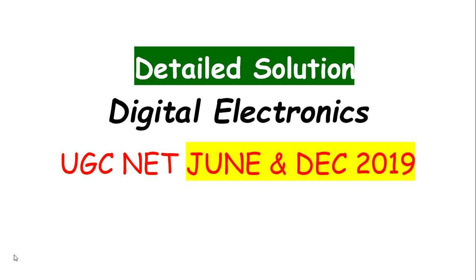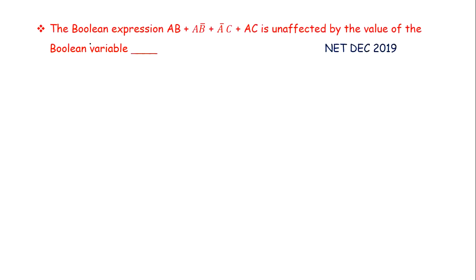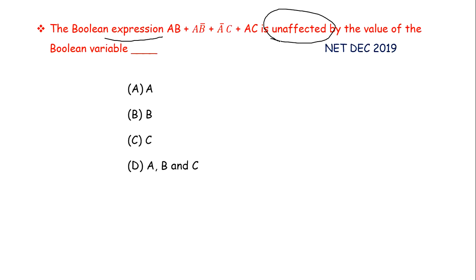Hello and welcome everyone. In this video we will solve digital electronics questions that were asked in the June and December 2019 NET exam. Our first question is: the Boolean expression AB plus AB complement plus A complement C plus AC is unaffected by the value of the Boolean variable. These are our options: A, B, C. The last option is A, B and C. Now for this given expression, we have to tell for which variable its value will be unaffected.